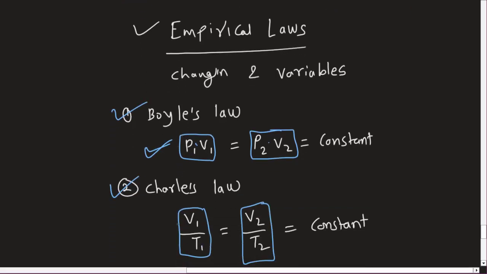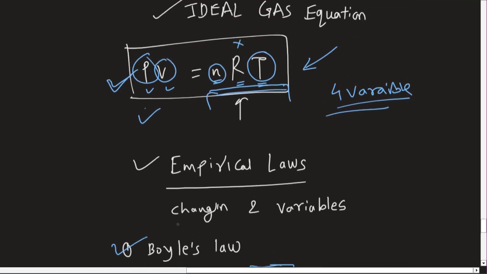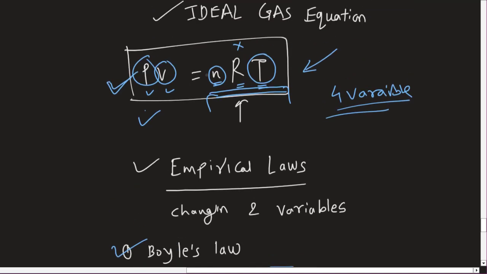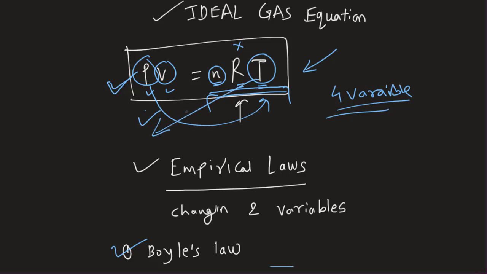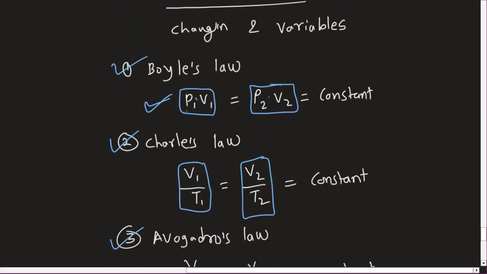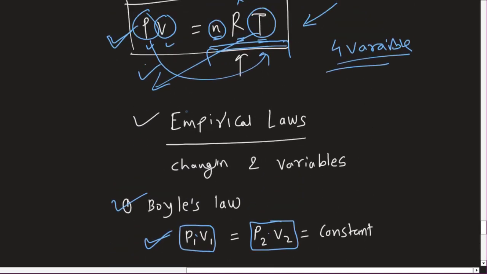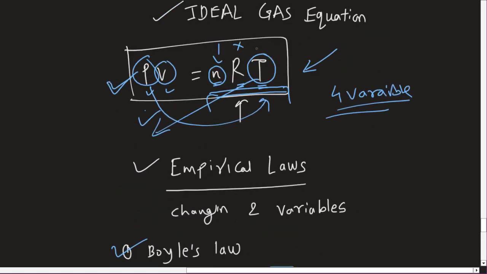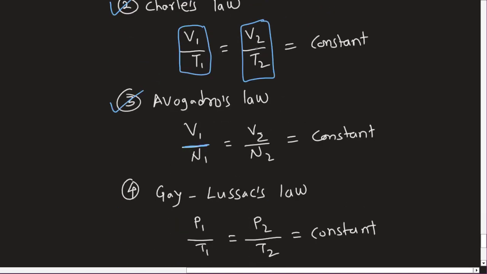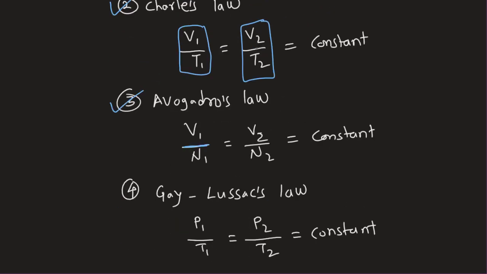Then Charles's law, where we take V divided by T. Basically pressure goes to the other side, and temperature comes to the left side. So the ratio of volume and temperature remains constant if other variables are constant. In Avogadro's law, what we are considering is n, the amount of substance, or we can also talk in terms of the number of molecules, N1 and N2. So V1 divided by N1, the ratio of volume and the number of molecules, is constant.